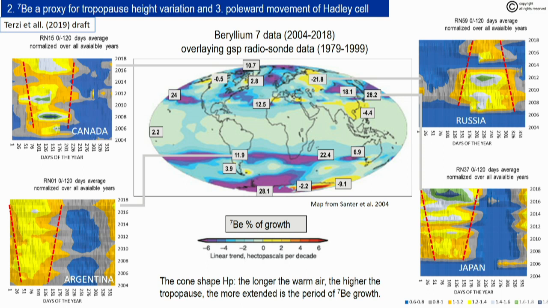So in certain cases, we have an extension of beryllium increase by 30%. And that is in agreement with drought trends. So because beryllium increases when you have a very high tropopause, and you have a very high tropopause when the air is very hot, so during the summer. And the fact that we see this increase, it's a clear indication of climate change.